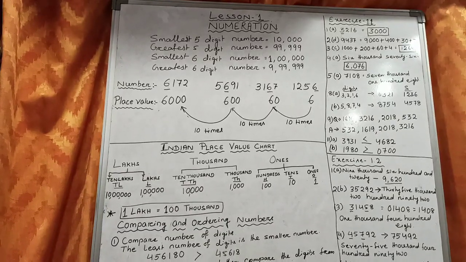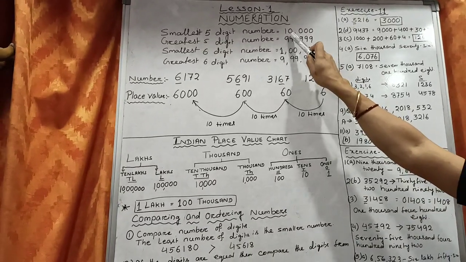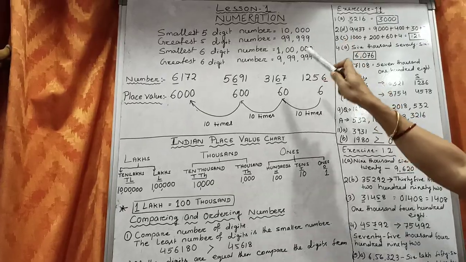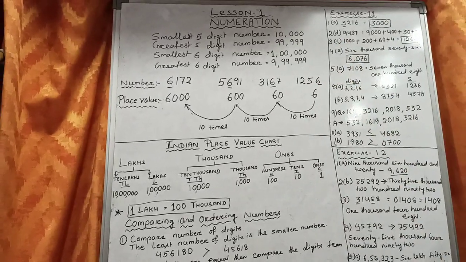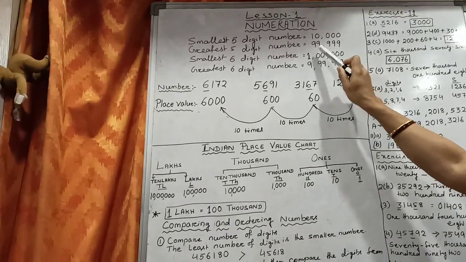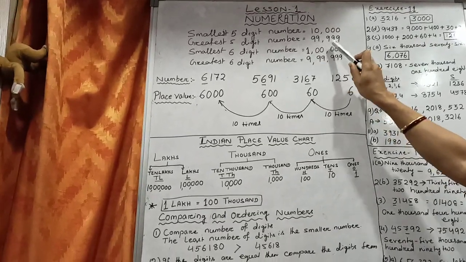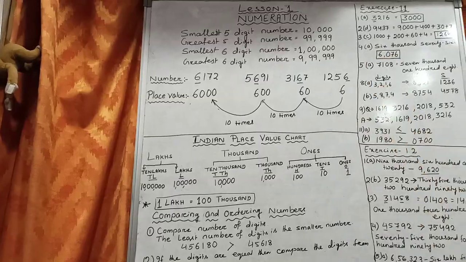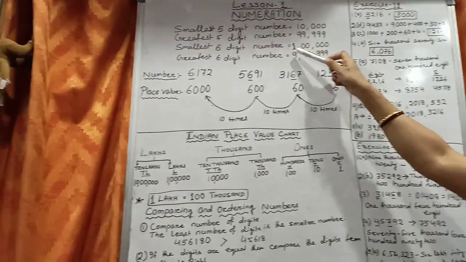Smallest 5 digit number is 1 and 4 zeros, that is read as 10,000. Then greatest 5 digit number. Greatest 5 digit number is 99,999. Smallest 6 digit number.